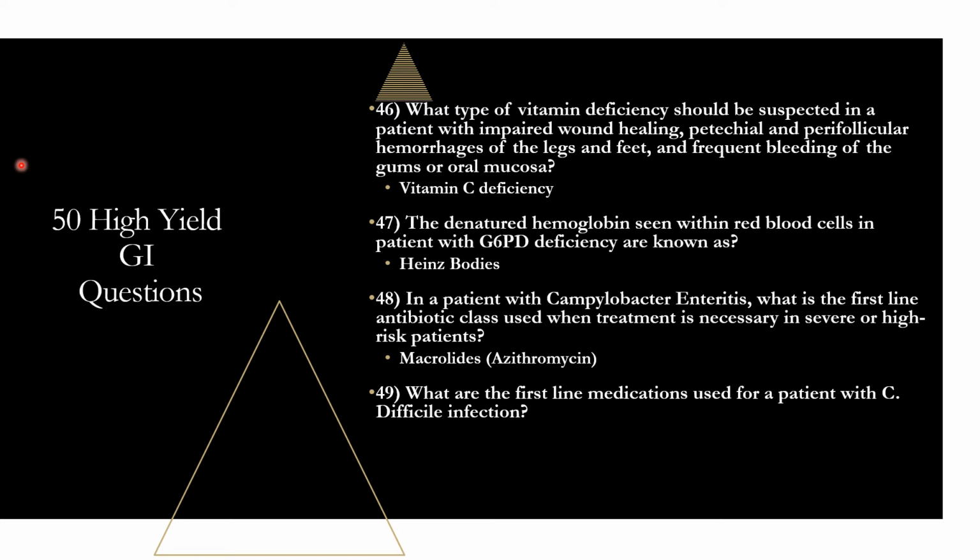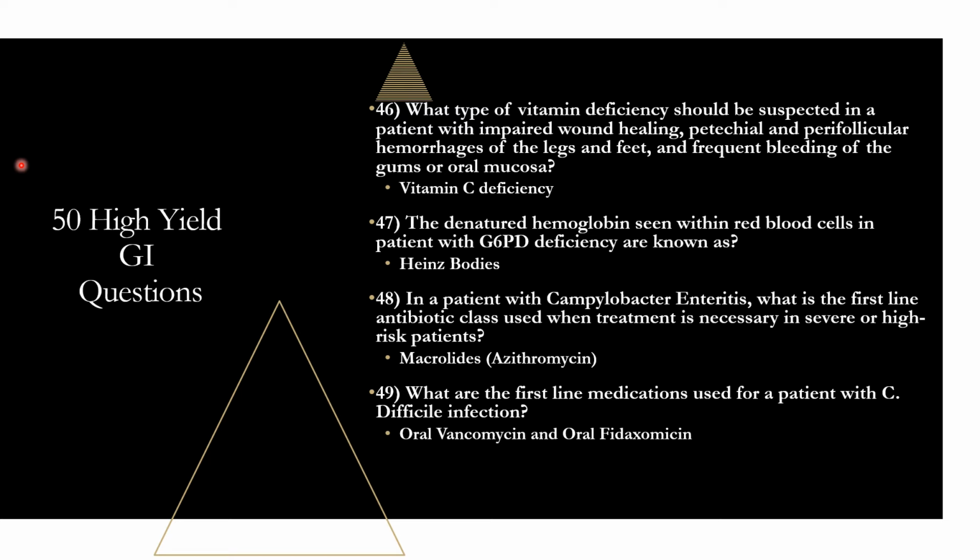Question 49, what is the first-line medication used for a patient with C. diff infection? So for C. difficile infection, what are the first-line meds you're going to use in these patients? There are two different medications. It's going to be oral vancomycin and oral fidaxomicin. This one I always have trouble saying, fidaxomicin. So vanco and fidaxomicin are going to be the two that you use. Those are your first line agents. You may hear about metronidazole. It's another option, but really it's a second line option now.